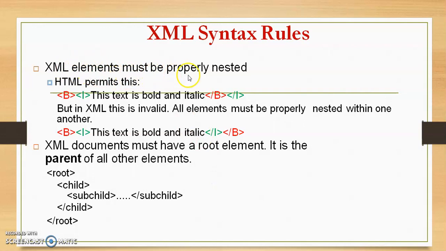All XML elements must be properly nested. For example, similar to HTML tags, you can have a B tag followed by an I tag. The content is: this text is bold and italic. Then it should close the italic tag, followed by the outer tag, that is B. If it is not, then it's a wrong statement, an invalid statement. All the elements must be properly nested within one another.